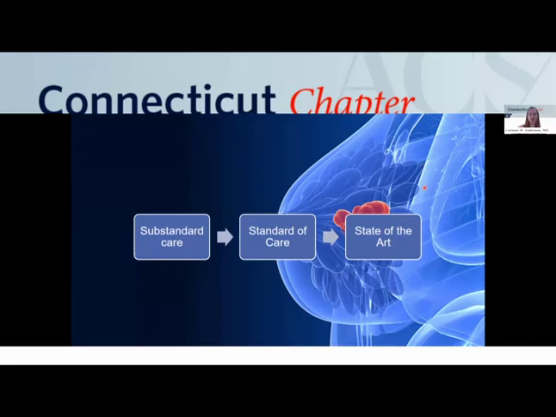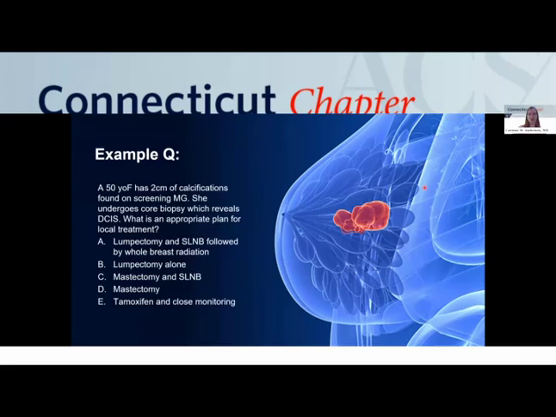So just a reminder, I always like to start, as with past years, that breast cancer is an incredibly rapidly evolving field. So it's really important to remember when you're taking your ABSITE and ultimately your board exams that when you think about standards of care, there's substandard care. You're not picking that choice on the question. There's standard of care, and that is what the ABSITE and your boards are looking for. And then there's state-of-the-art care, which you may see practiced at many of your institutions, but is not what the ABSITE is looking for.